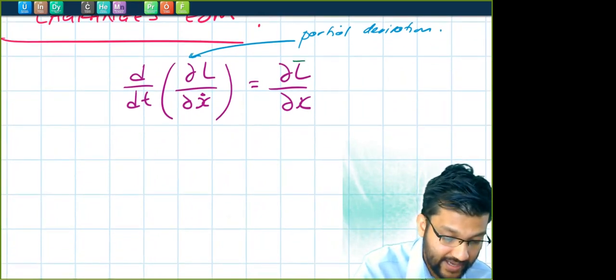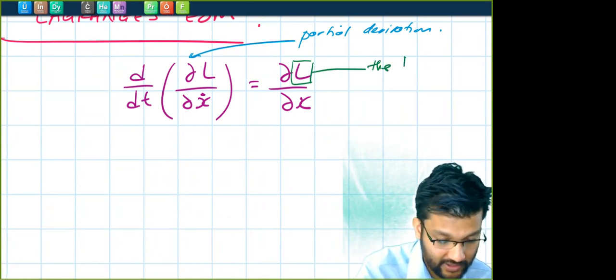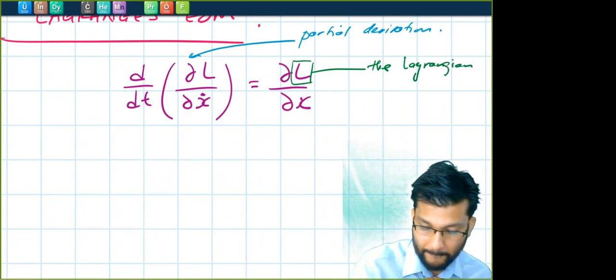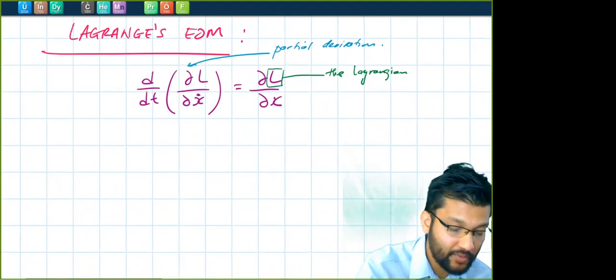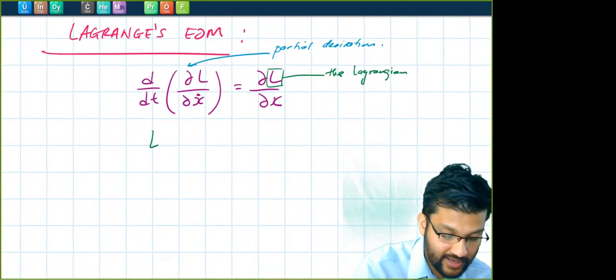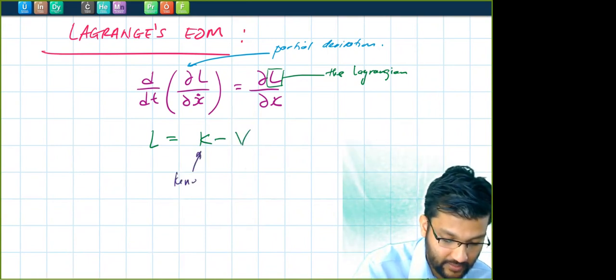And this guy here, L, is called the Lagrangian. And you might be wondering, well, what is the Lagrangian? The Lagrangian is really just the kinetic energy minus the potential energy. So K here will be kinetic energy, and V here will be the potential energy.